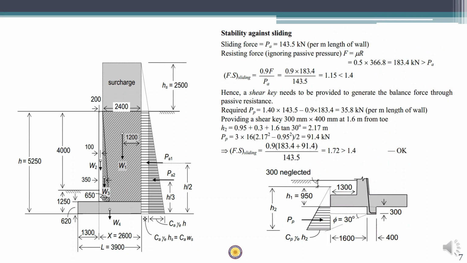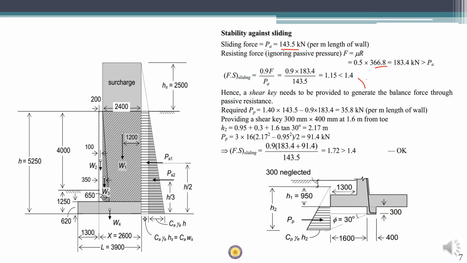Now we will see the sliding check. As we already know, the sliding force PA was PA1 plus PA2, which is 143.5, and the resisting force is nothing but mu into R. The reaction value was already found out as 366.8, which is nothing but the total weight W, and mu is 0.5, given in the question. The value of F is 183.4 kN per meter. Now if we apply the factor of safety for sliding, we find it is 1.15, which is less than 1.4. So the sliding check is not satisfied.